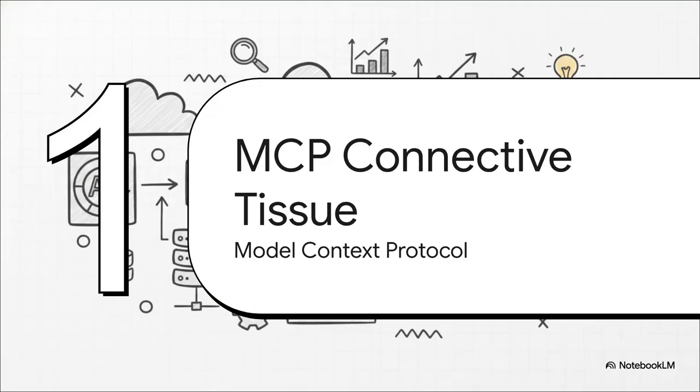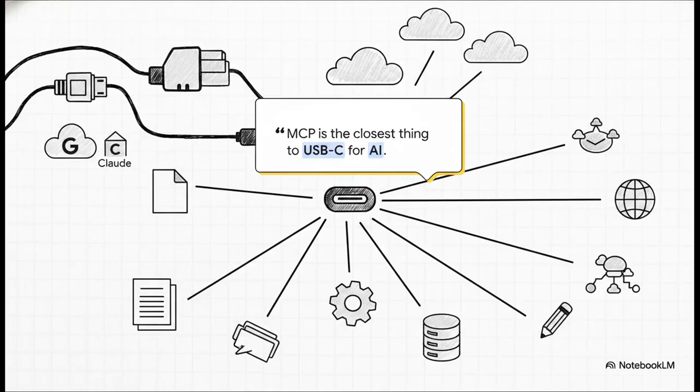Moving on to Section 4, the Connective Tissue: MCP. So your model is trained, it's grounded, it's knowledgeable. Great. But eventually, it needs to actually talk to the outside world to do any real useful work. And that brings us to this massive open standard breakthrough that Anthropic dropped in late 2024, the Model Context Protocol, or MCP.